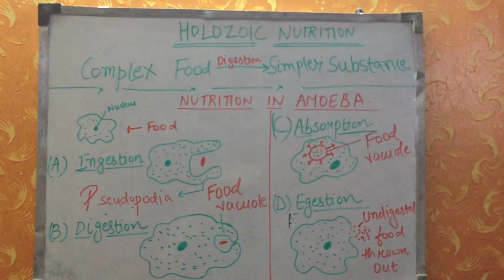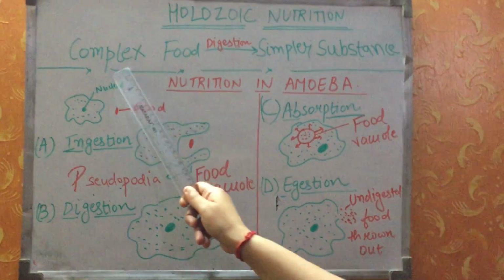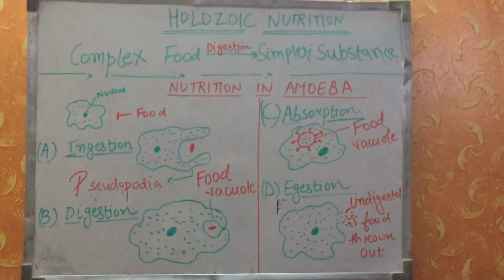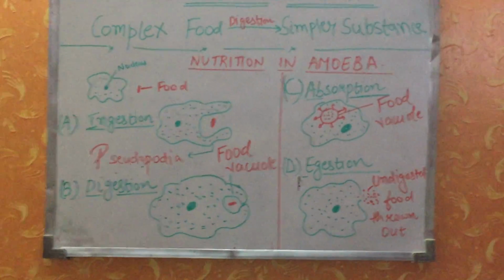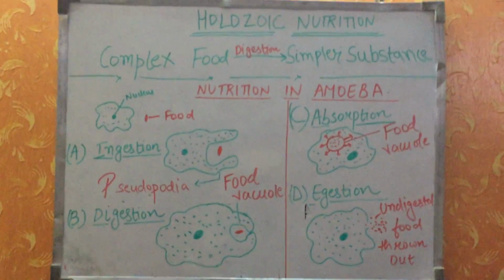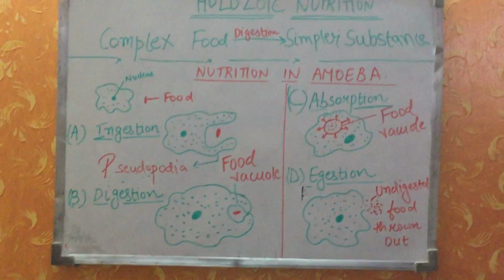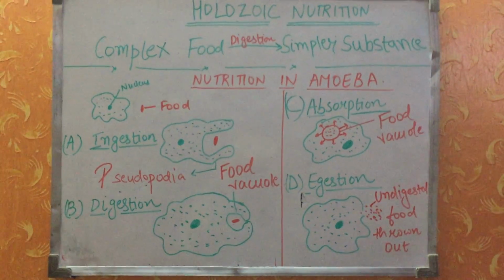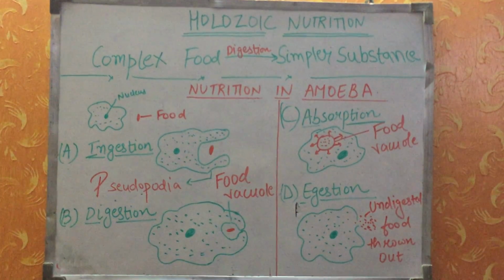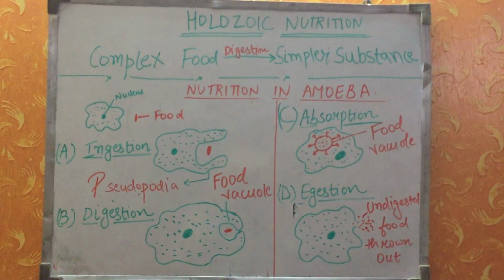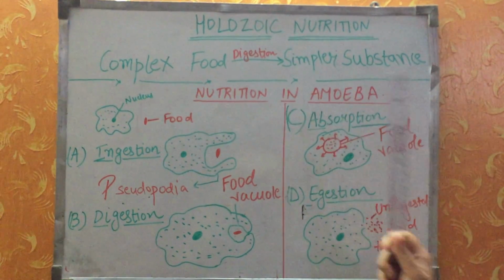What is holozoic nutrition? It is a process in which complex food is broken down into simpler substances. This type of nutrition is seen in many unicellular organisms. Like what unicellular organisms? Amoeba and paramecium, and also human beings. In today's video, we are going to discuss nutrition in amoeba.